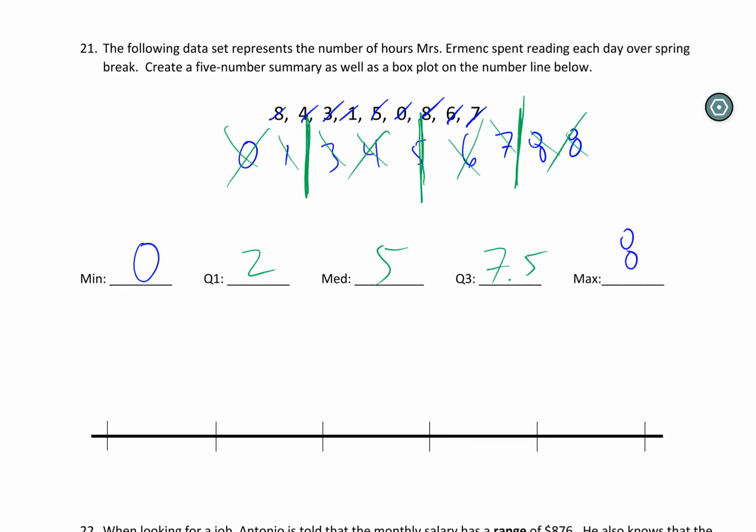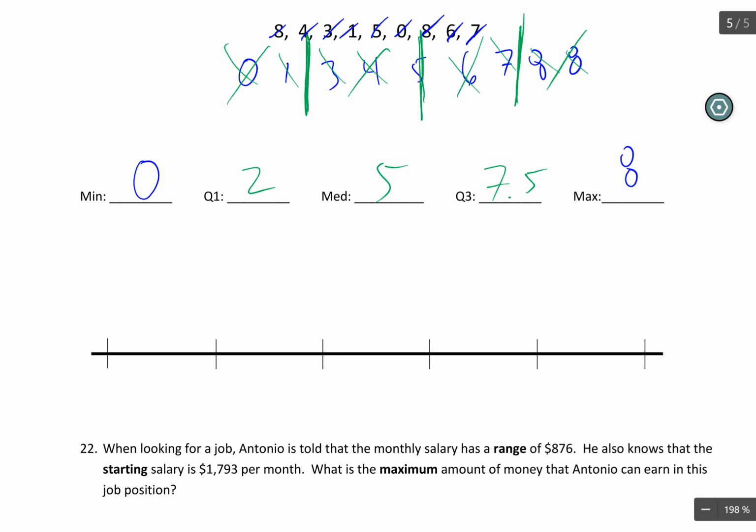So now that I have my 5-number summary, I can plot that on my graph. And so 0, 2, 4, 6, 8, and 10. So there's my number line. And so here I have 0, plot my 5 points, 2, 5, 7.5 will be close to there, and then my maximum of 8.